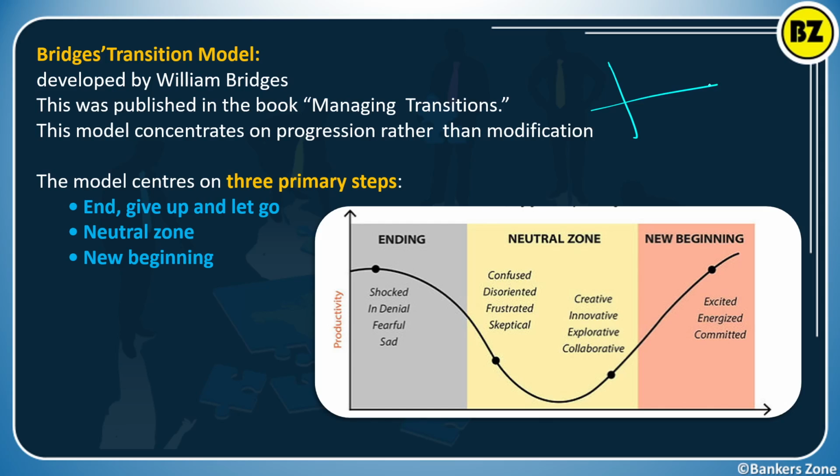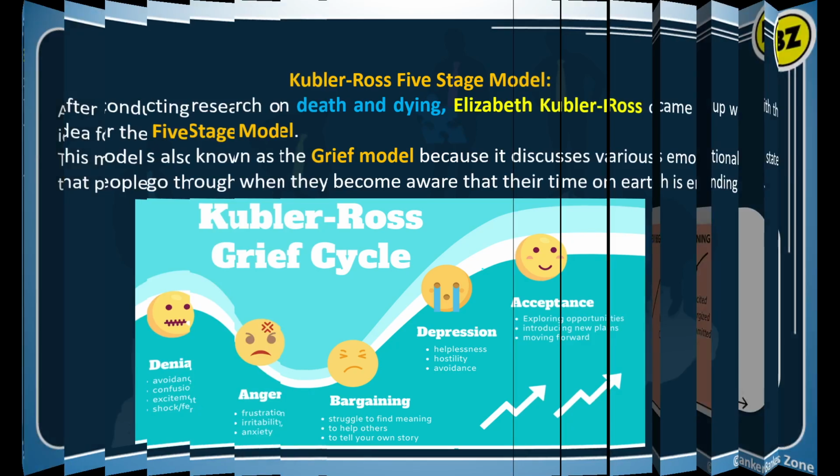Bridge means what? You are bridging the things. How are you bridging? Simply end it, make it neutral, and there is a new beginning. Simple, right? This is the bridge transition model.